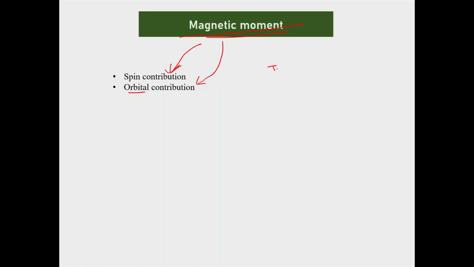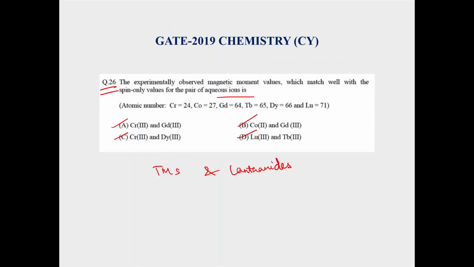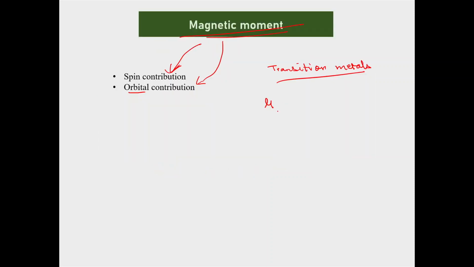Now, for transition metals, in this question, what they are asking is when the spin only values are equal to their observed magnetic moment values. So, mu observed is equal to mu spin only, if no orbital contribution is there.